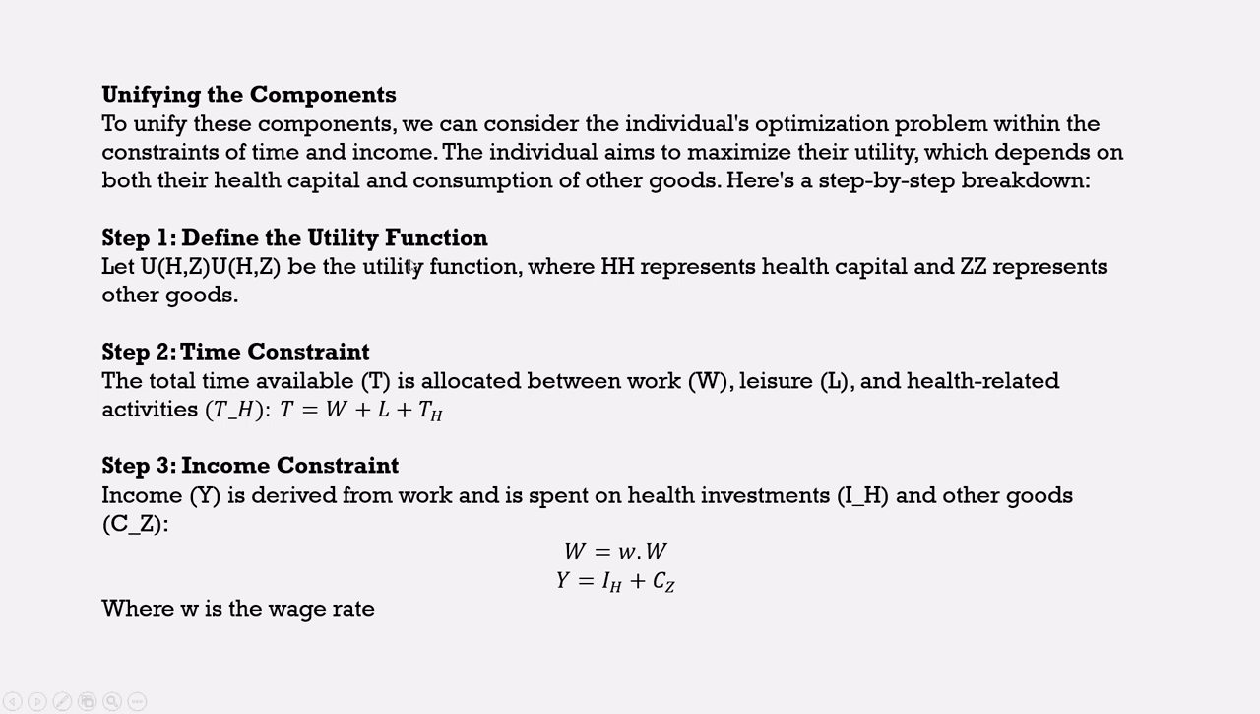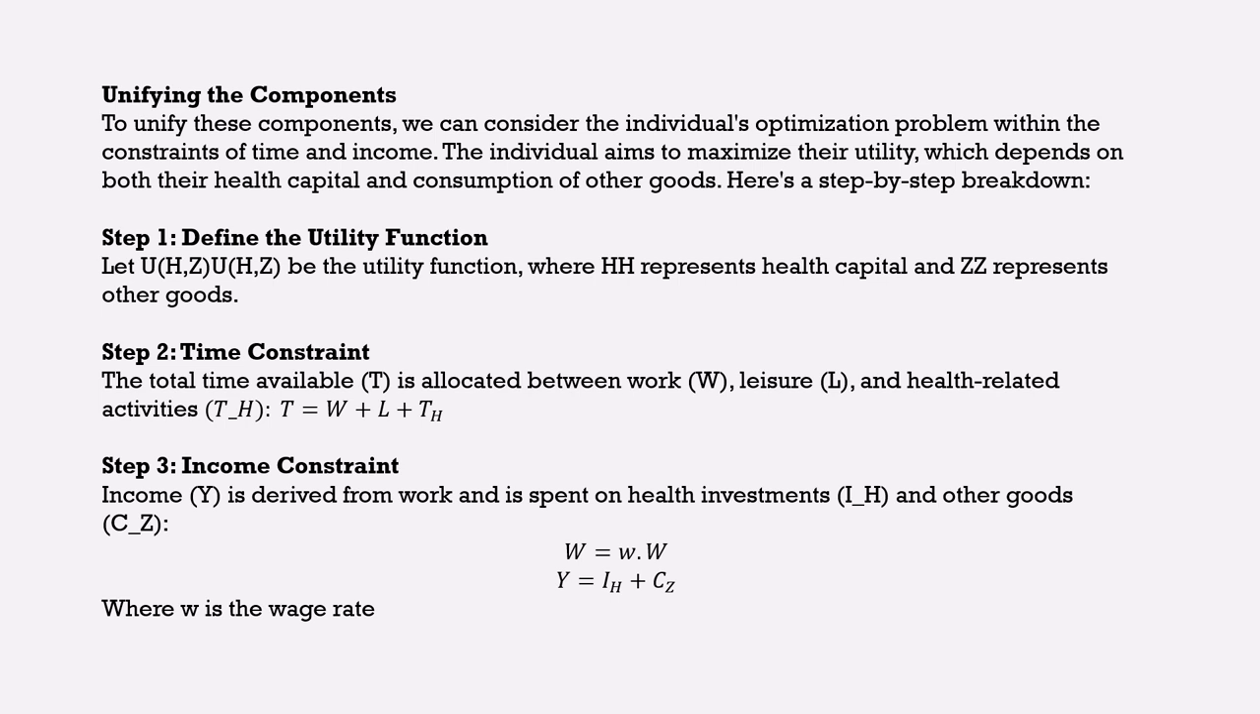And we discussed that individuals aim to maximize their utility, which depends on both their health capital and consumption of other goods. So, we first define the utility function as a function of H and Z, and the time constraint was given as allocated between work, leisure and health related activities, W, L and TH, and income was derived from work and is spent on health investments and other goods.